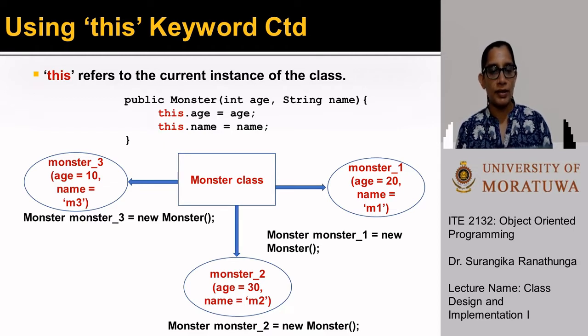And when we say this.age, in monster 1's case, this means the age of monster 1. In the monster 2 case, this.age means the age of monster 2, that means age 30. So in other words, the this keyword refers to the attribute of the current object. Within the monster 1 object, this refers to monster 1's attributes, and within the monster 2 object, it will refer to monster 2's attributes.